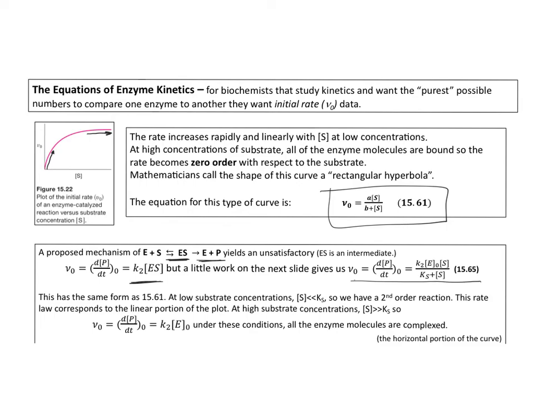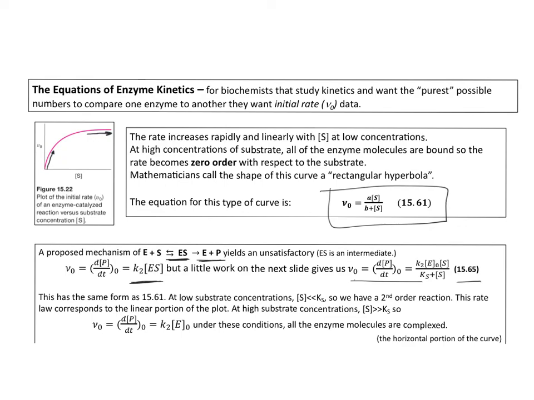Now notice that 1565 and 1561 have the same form. Let's look at the two extremes that we have in figure 1522 to see what that does to our expression for the production of P. At low substrate concentrations, where S is much lower than this term Ks, I'll define Ks in a minute, we have a second order reaction. So if S is much smaller than Ks, essentially this goes away and you have a second order equation. First order in the original enzyme concentration and first order in the substrate.